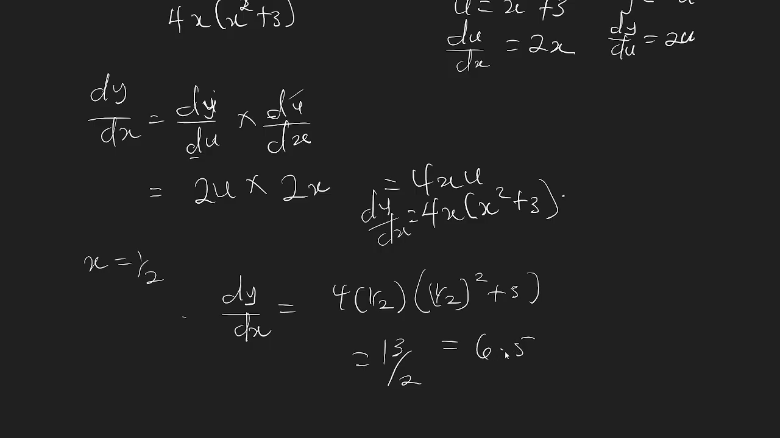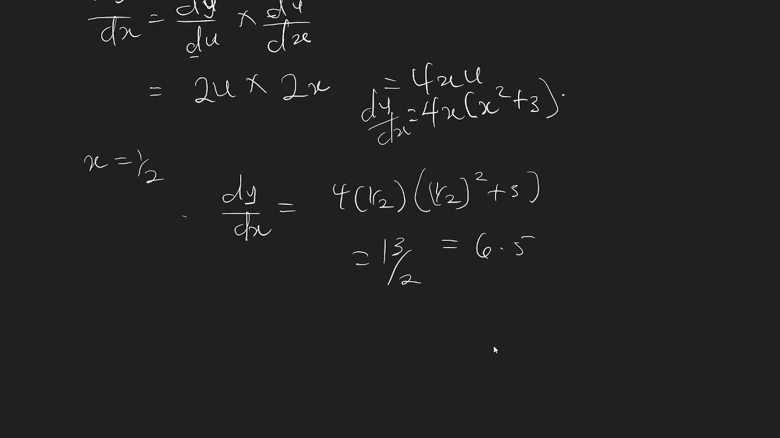And this is the gradient of what? The curve. The gradient of the tangent to the curve. So the negative reciprocal of this will give us the gradient of the normal to that particular curve.